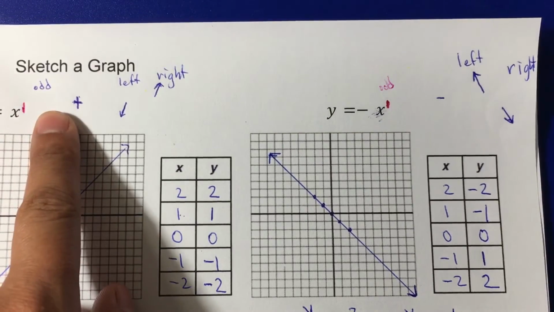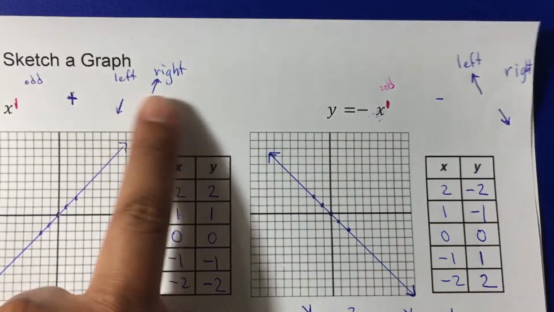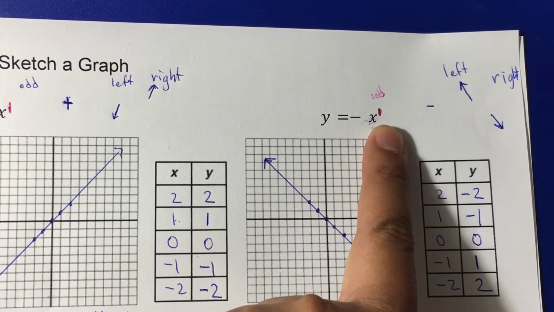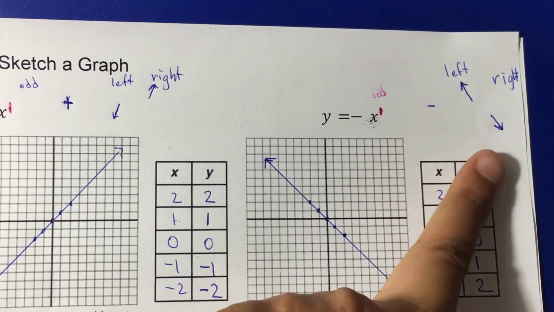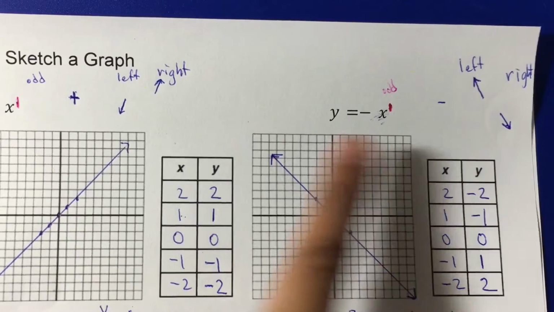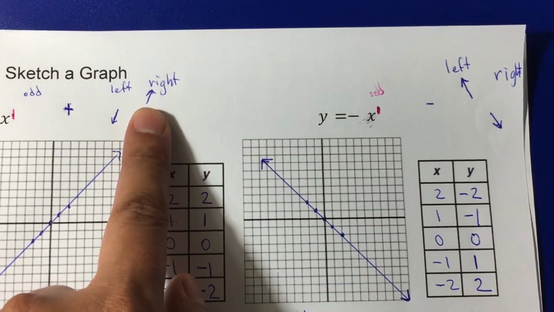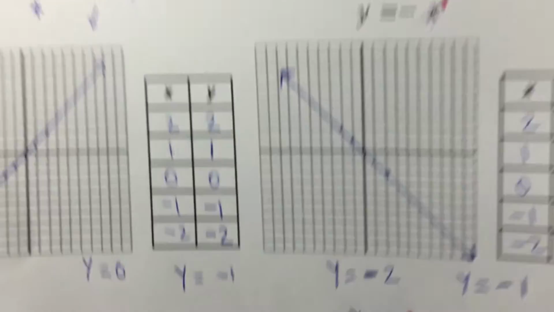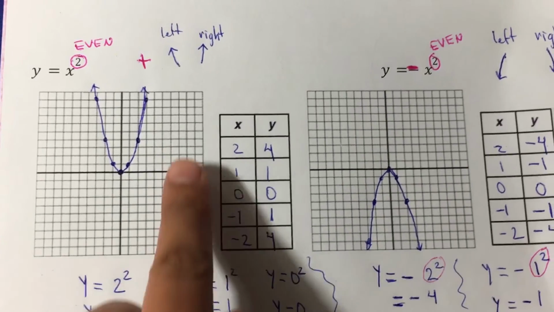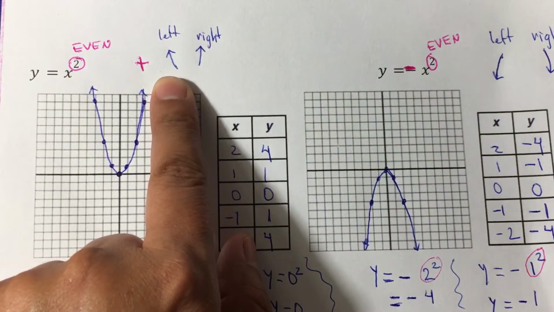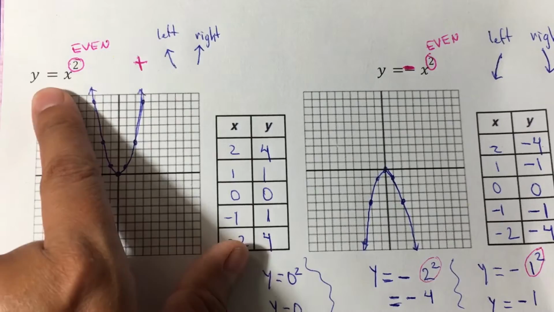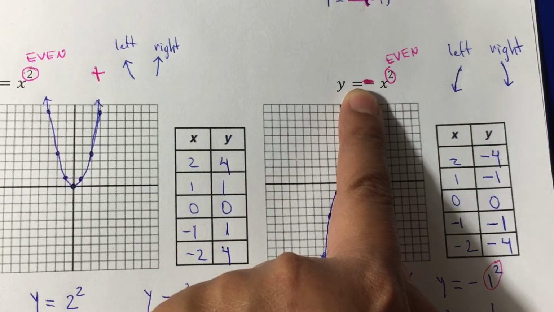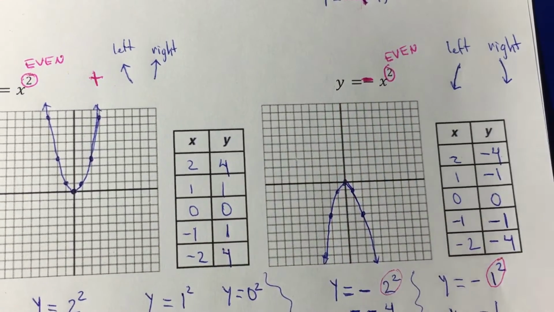Odd, positive, starts down on the left, up on the right. Negative, odd, it's up on the left, down on the right. So it's backwards with this one, right? And because it's odd, one up and one down, but where does it start? With even, both are up if the leading coefficient is positive, and both are down if you have a negative leading coefficient. So let's keep going.